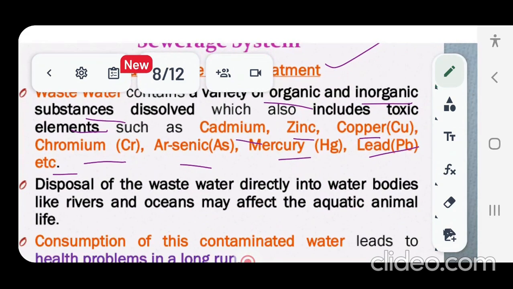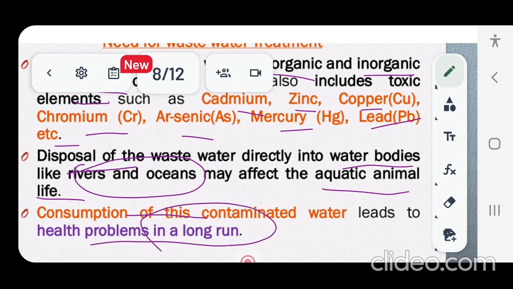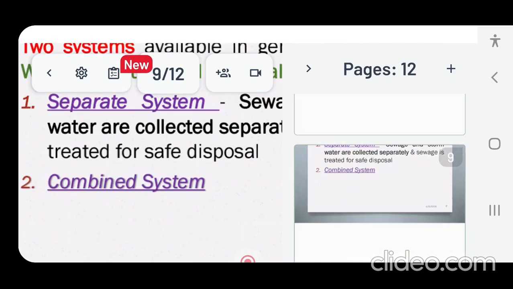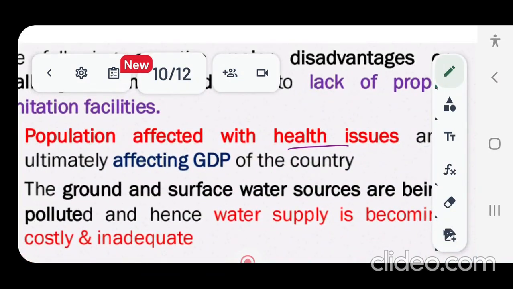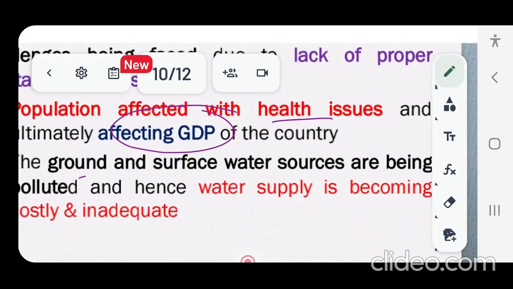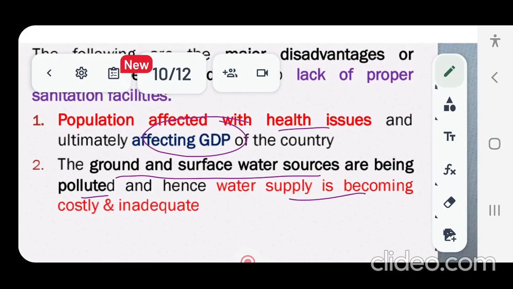So this sewer water, if it is directly disposed to the natural water bodies, will lead to aquatic animal death. And if this water without treatment is directly led to water bodies like rivers and oceans, and if this water is consumed, that will lead to health problems in the long run. And these health issues will in turn affect the GDP, and the ground and surface water sources will become polluted, and water supply will become costly and inadequate.